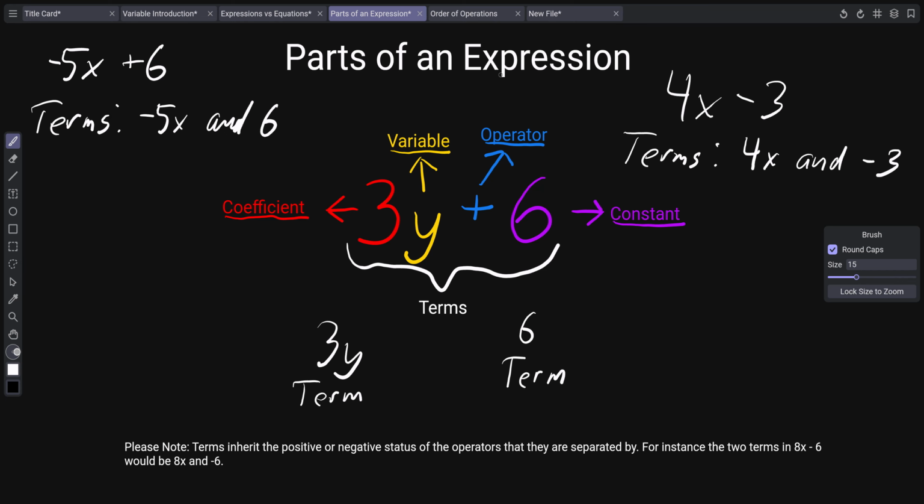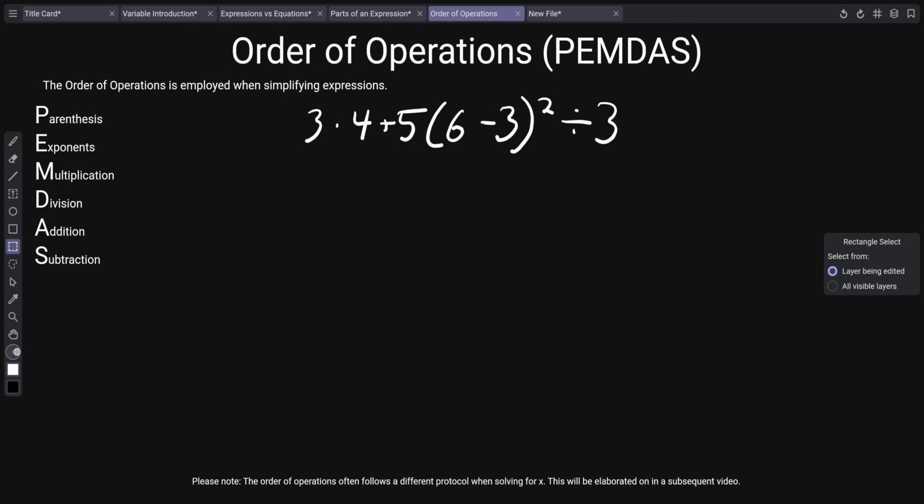Now, I would like to go into the order of operations. And this is especially relevant when you're simplifying expressions. And we use an acronym named PEMDAS to remember the order of operations. PEMDAS stands for parentheses, exponents, multiplication, division, addition, and finally subtraction.